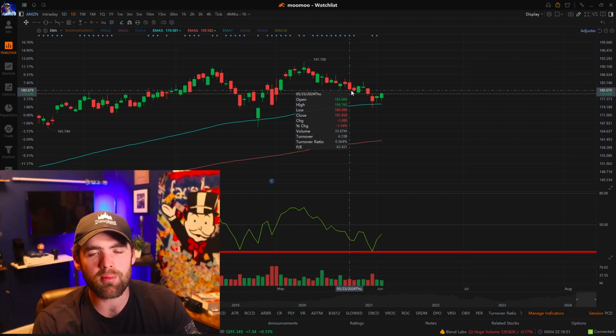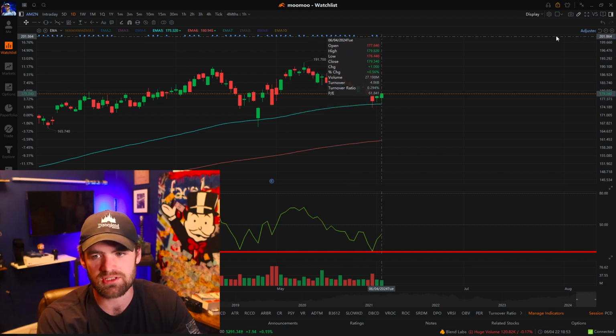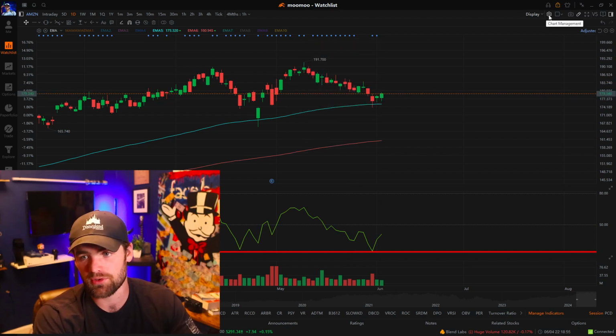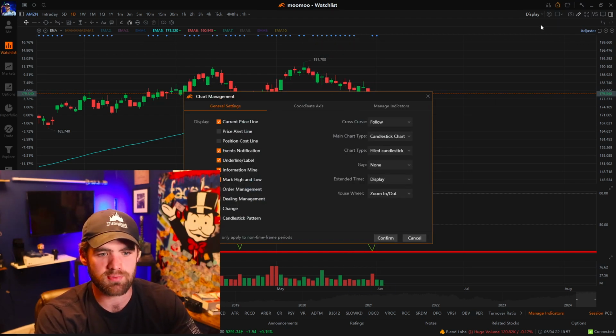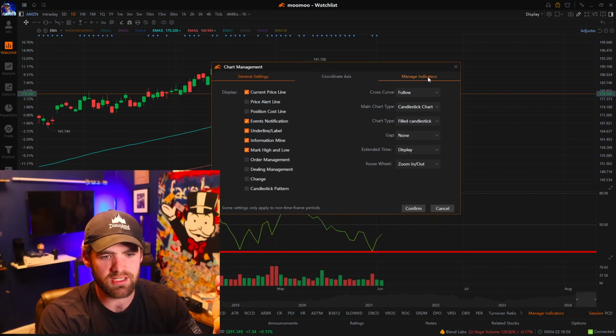So how do you go about integrating these moving average lines? It's super simple. All you got to do is go to this gear icon, this chart management tool, and you want to go to manage indicators.